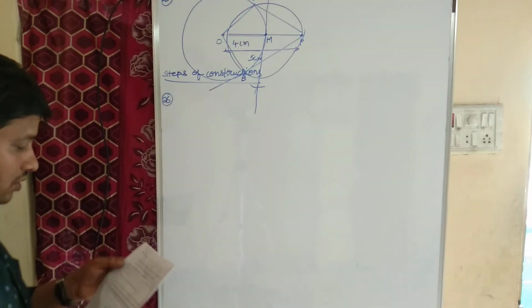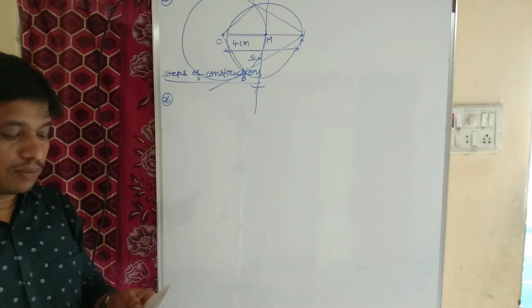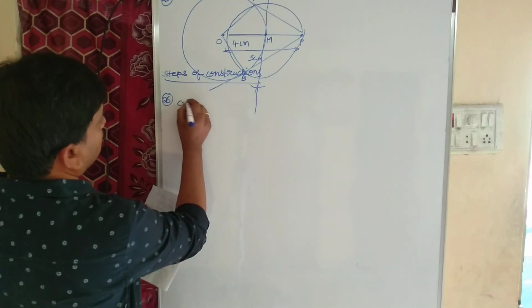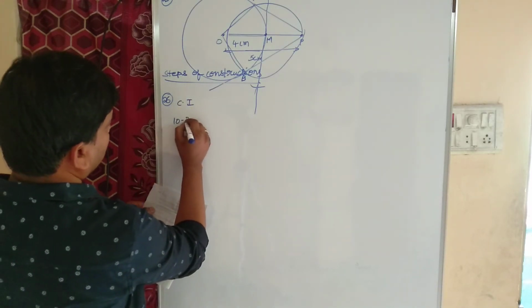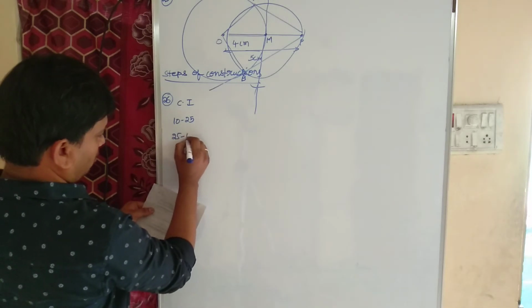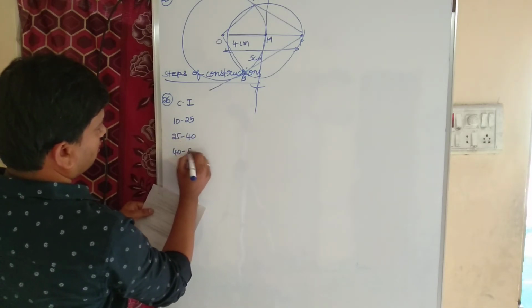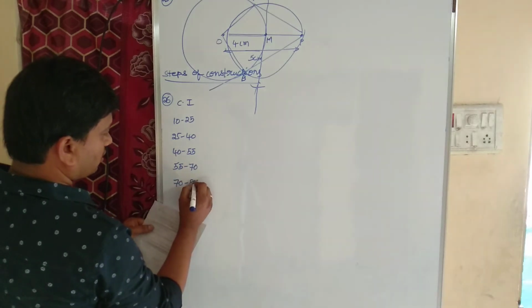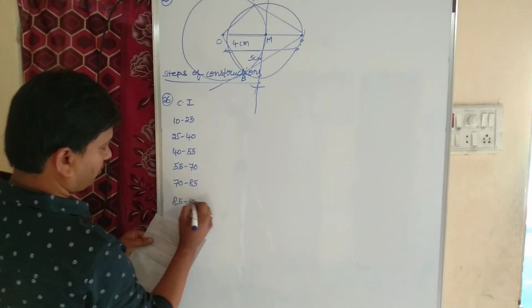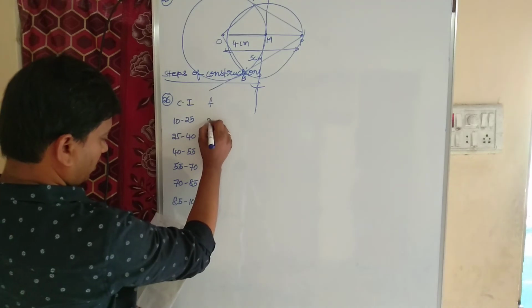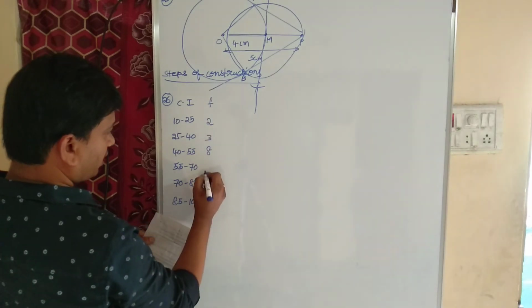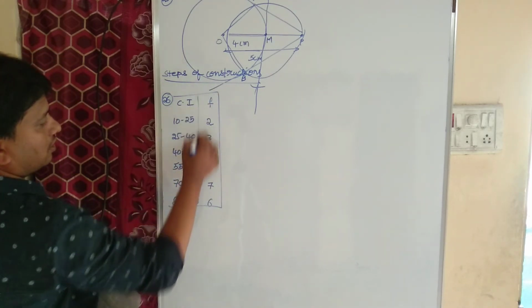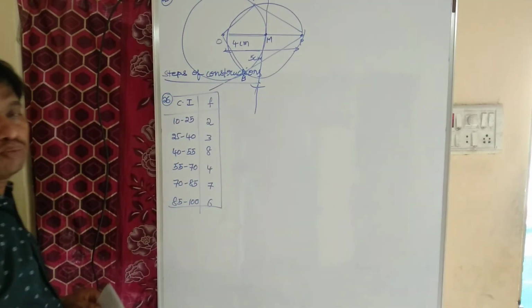Coming to the 26th question, find the mode of the following data. What are they asking to find? Mode. So what are the class intervals? 10 to 25, 25 to 40, 40 to 55, 55 to 70, 70 to 85, 85 to 100, with frequencies 2, 3, 8, 4, 7, 6. They are asking to find the mode.